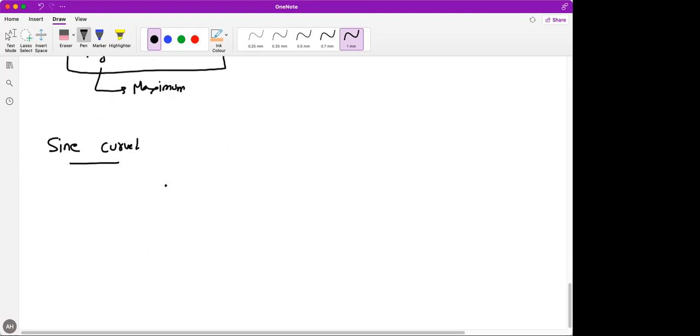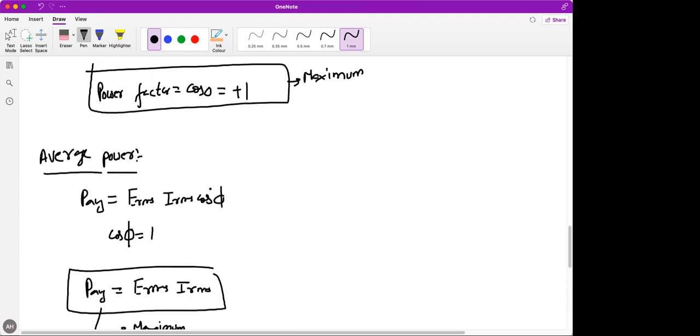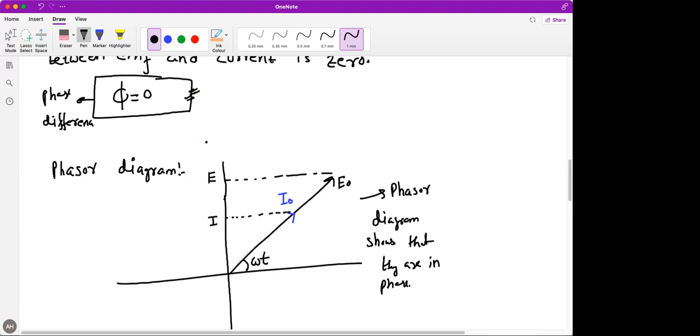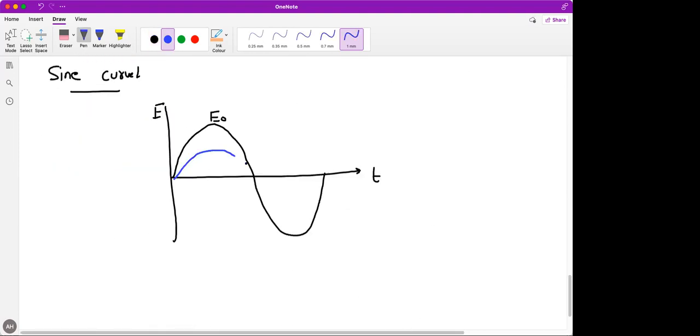It's very simple. This is time and this is EMF. So the graph would be this. For EMF, this would be the graph. This is a sine curve. For current, they are in the same phase. Current is also I naught sine omega t, so you can draw the same graph. But the peak value of current and EMF could be different, so I'm taking different peaks. This is the peak value of current.